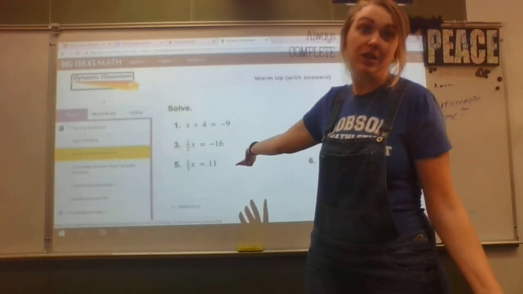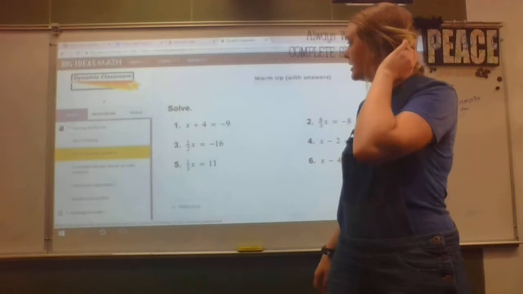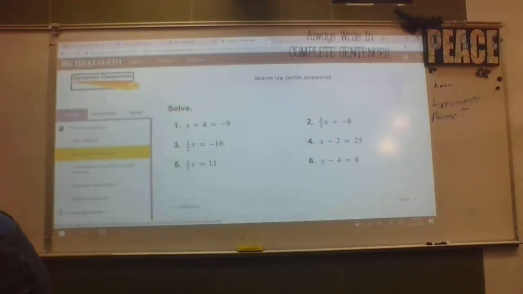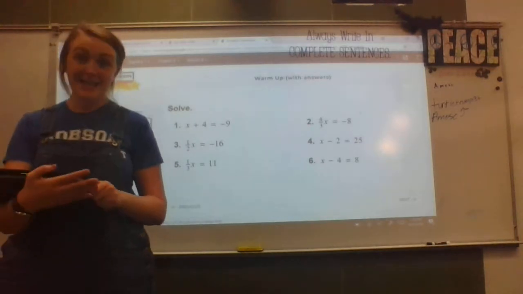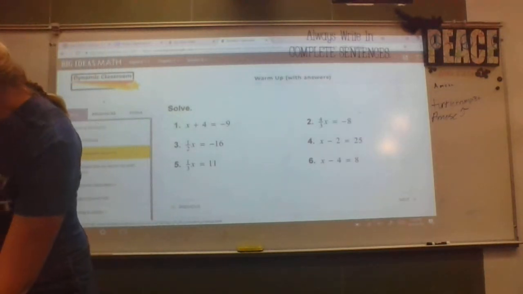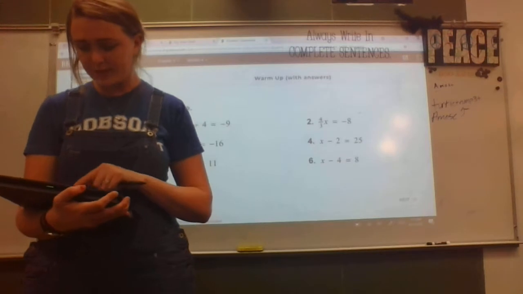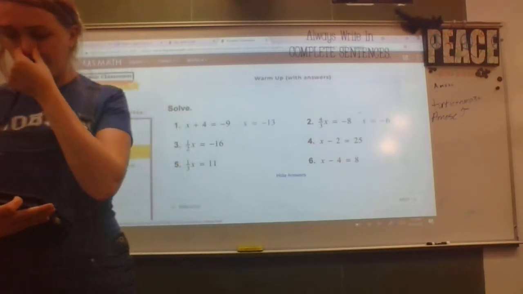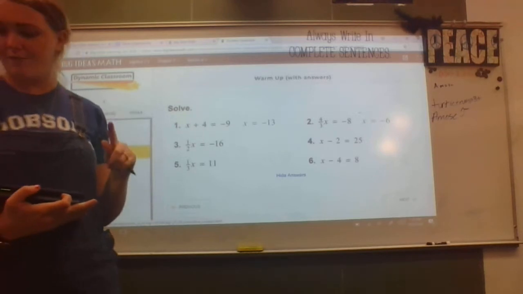Hopefully you paused me, I took a little break there. Let's really quick go through the answers on these. Hopefully you remember how to do all of this stuff because it's old. The first problem, we subtract 4 on both sides and get -13. The second one, you have to multiply each side by 3/4.